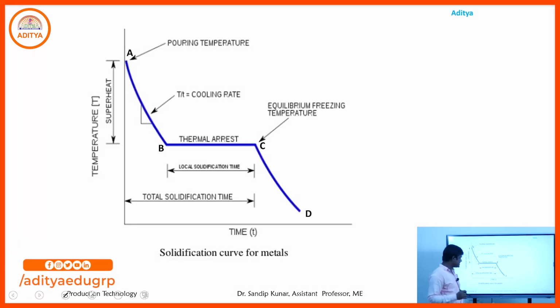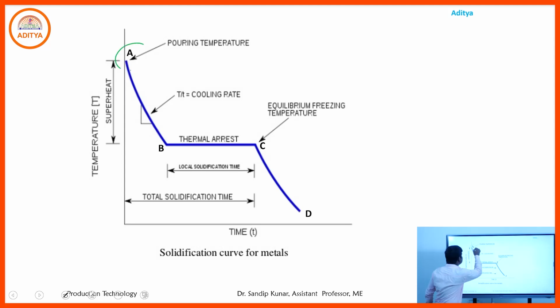So we are seeing the graph of pure metal solidification. What happens in that particular graph? That is the pouring temperature. At point A, the molten metal is poured into the pouring basin and it comes to the mold cavity. At that pouring temperature, the molten metal maintains its fluidity property.